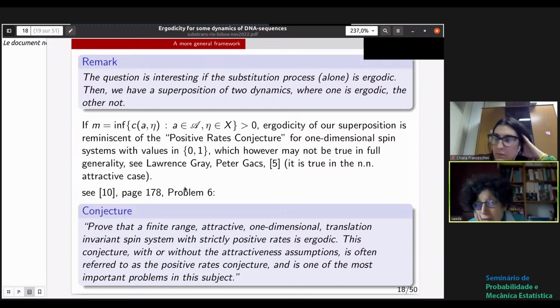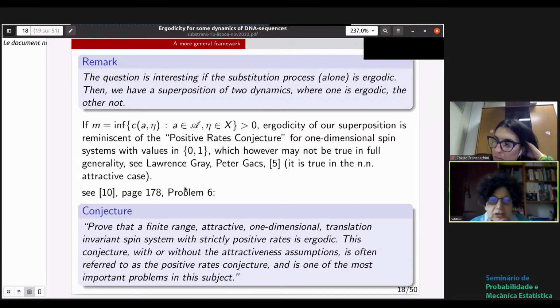So this is not a new question to look at this superposition. And why is it interesting in our case? It's interesting because we know by Berard, Guéret, and Pio that the substitution process is ergodic. So we have a superposition of an ergodic dynamics and another one which is not ergodic. So what can we say of the superposition?